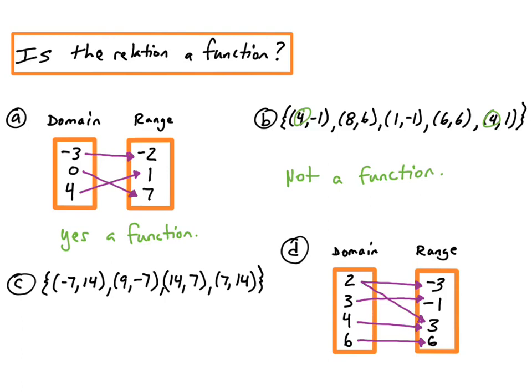Question C, same idea. We're looking at the inputs compared to the outputs. -7 goes to 14, 9 goes to -7, 14 goes to 7, 7 goes to 14. Every input is used once and it goes to an output, and so this is a function.